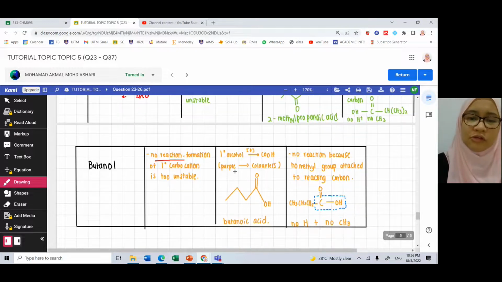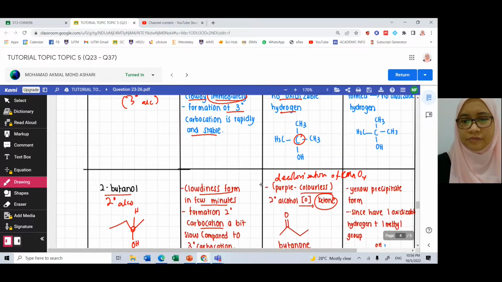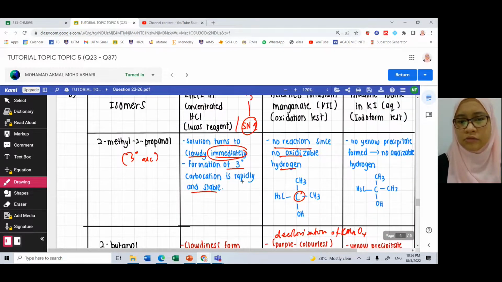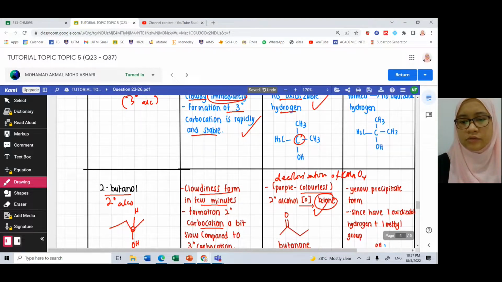Same goes for butanol. You have to specify KMnO4 decolorization from purple to colorless. It will be oxidized to carboxylic acid, in this case into butanoic acid. Okay, all right, very good. Betul, ini semua betul.